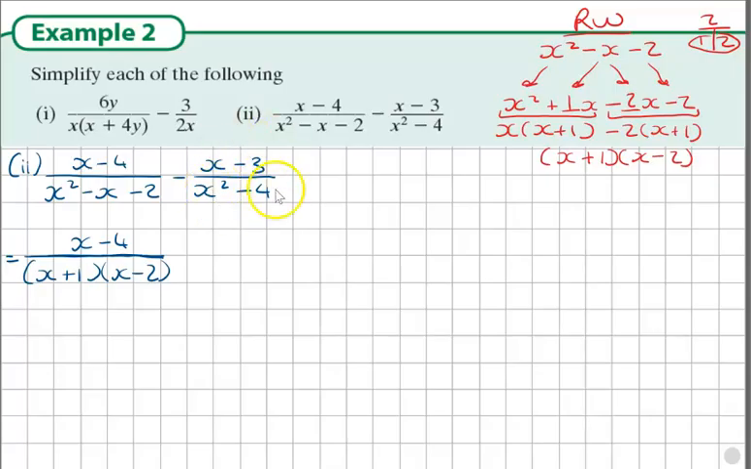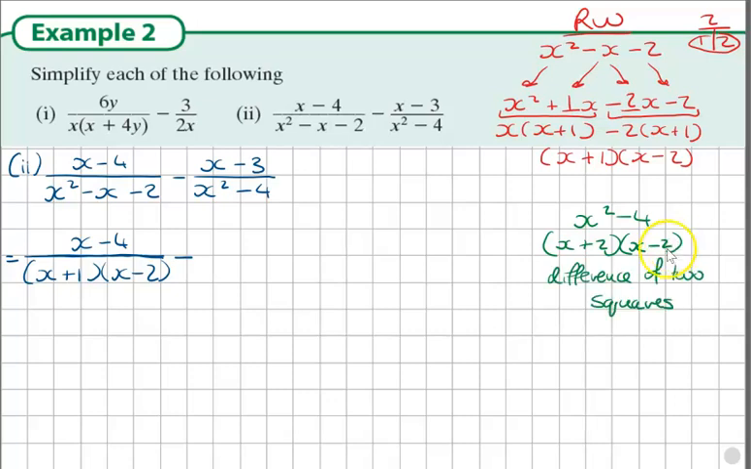And then my second fraction, hopefully you notice that the denominator can be factorized using the difference of two squares. Don't forget the minus, actually, that's really important, the minus. So x squared minus 4, we're going to open up two sets of brackets, one's a plus, one's a minus. The square root of x squared is x, that goes in the front of both brackets. The square root of 4 is 2, that goes in the back of both brackets. And here we have our factors. So this is known as the difference of two squares. So this is going to replace our denominator. So we have x minus 3 still on top, and then x plus 2 times x minus 2.